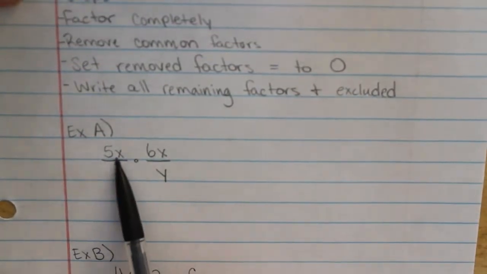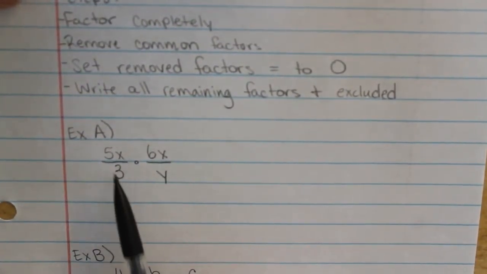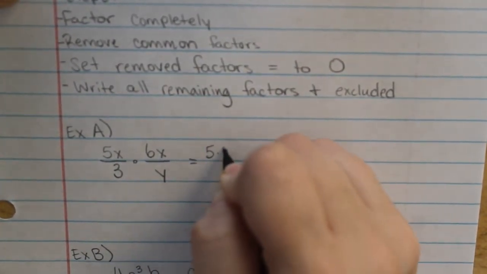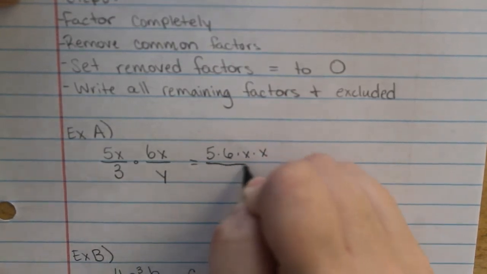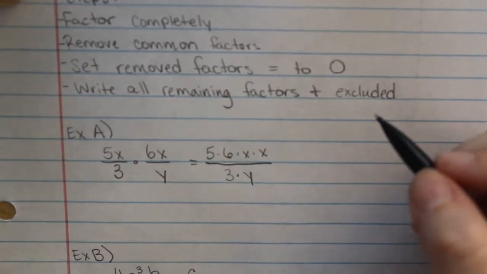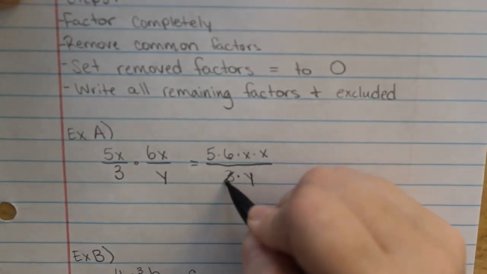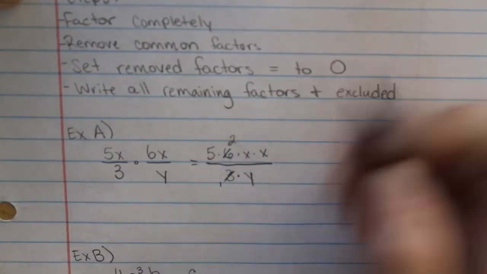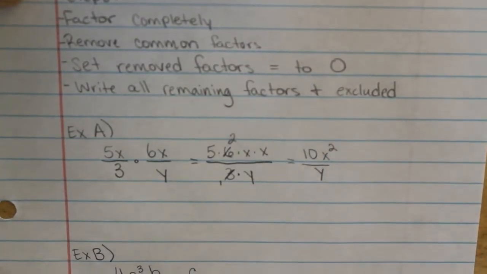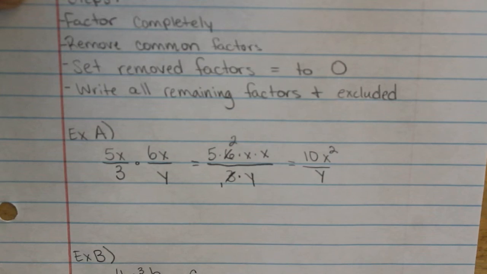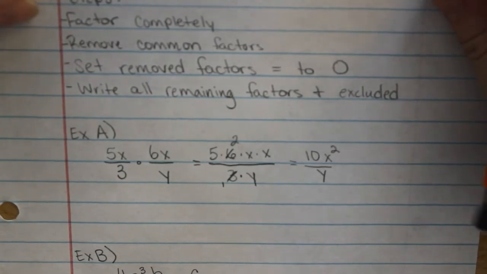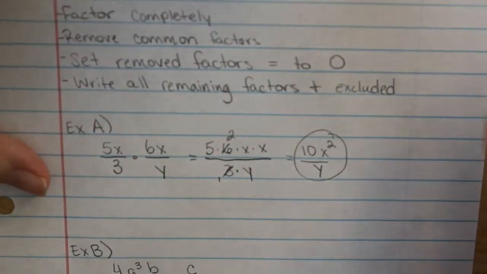Example A is 5x over 3 times 6x over y. We're just going to multiply across the top. So 5 times 6 times x. You know me, I like to put all my variables at the end and I like to group them as I multiply. And then 3 times y. If you'll notice here, I've got a 3 on the bottom that I can cancel out with the 6 on top, which is going to leave me with 10x squared over y. Since all I did was cancel out that 3, and 3 doesn't equal 0 anyways, I can't set it equal to 0. We're setting all the variables equal to 0, so that's going to be our answer for that.